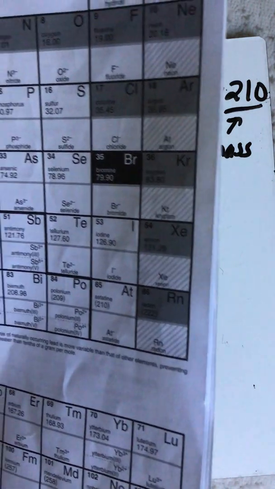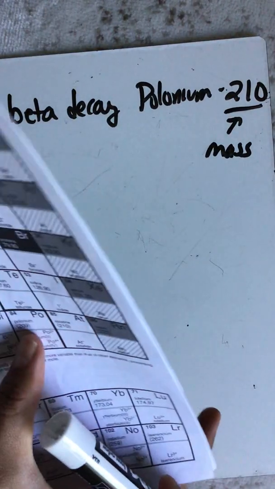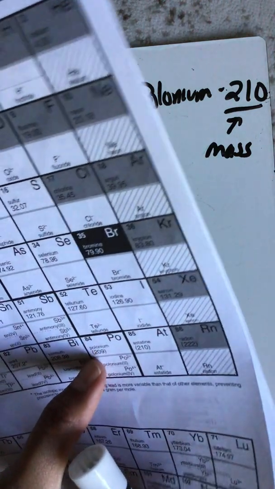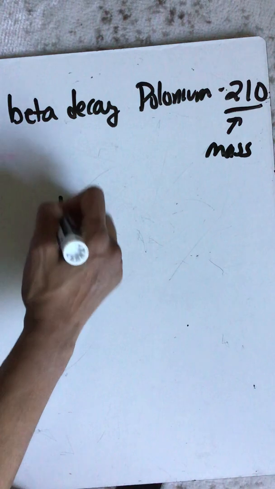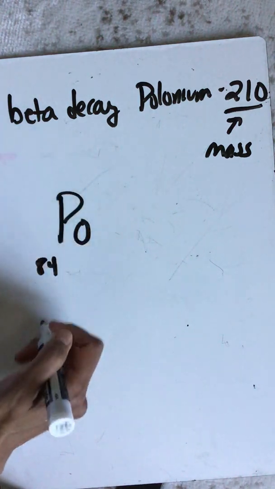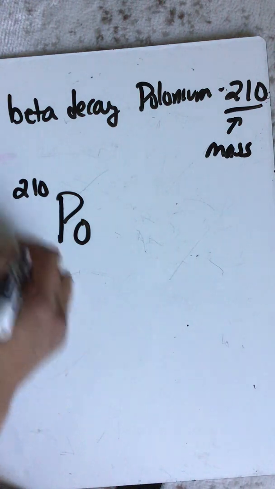Platinum. I don't even know. I never can find these things. Right here. Here's polonium. Polonium is 84. That's the atomic number. So we write out polonium 84 at the bottom and 210. Remember, the atomic number always is at the bottom, the mass is at the top.